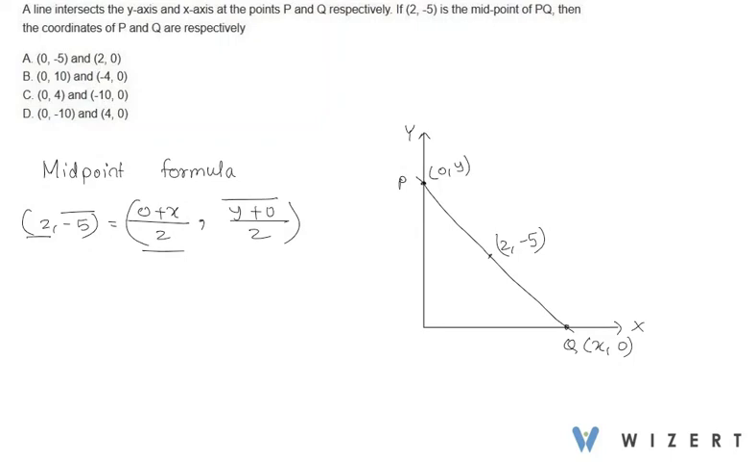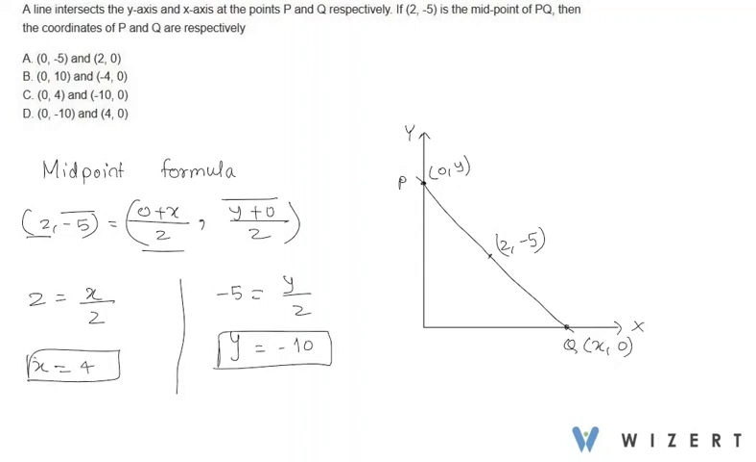and y with y. So we get 2 equal to 0 plus x, which is x by 2, so we get x equal to 4, and -5 equal to y plus 0, which is y by 2, so we get y equal to -10.